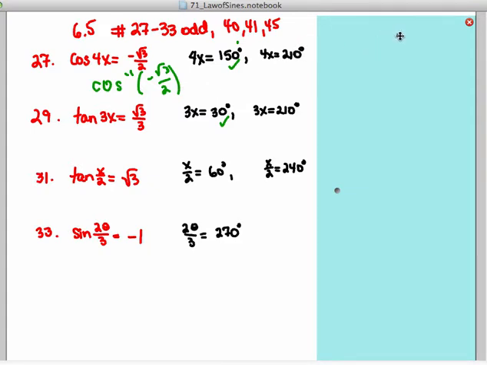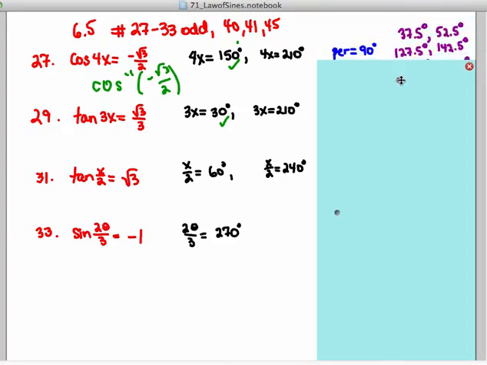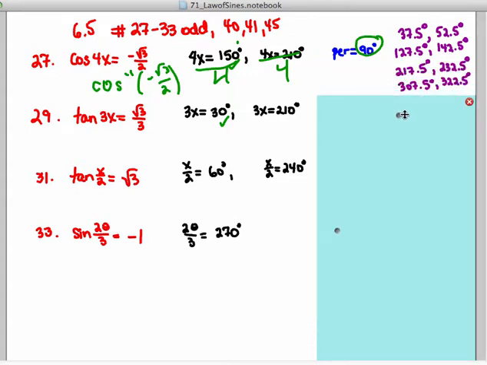All right, now let's see if you did the correct algebra. You should have gotten, let's see, divide by 4, you get 37.5. Divide by 4, 52.5. Add multiples of 90, and you get some more. So make sure that you carefully add 90, add 90, add 90, and make sure that you get 8 solutions.